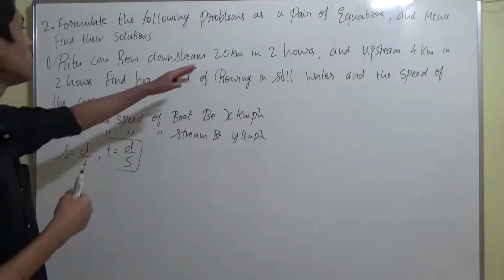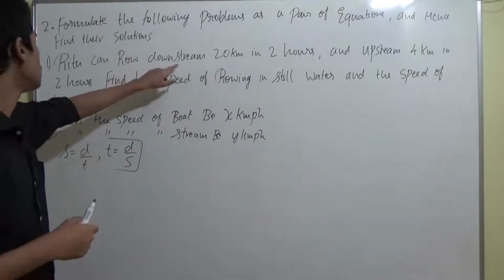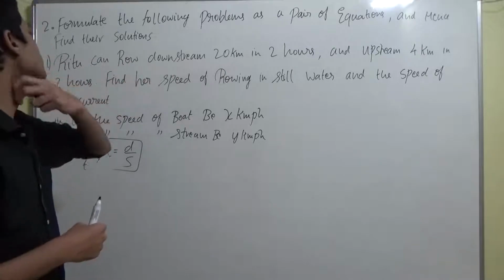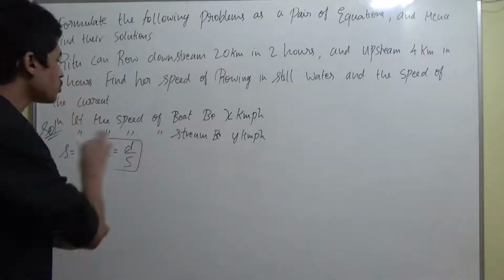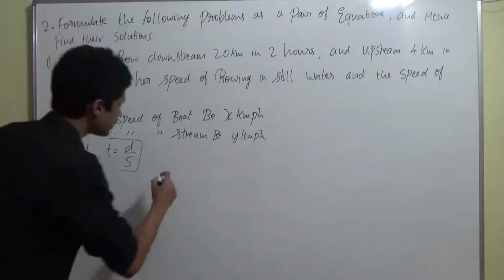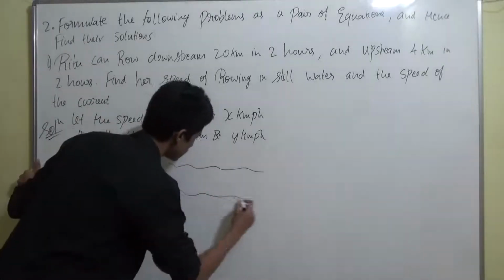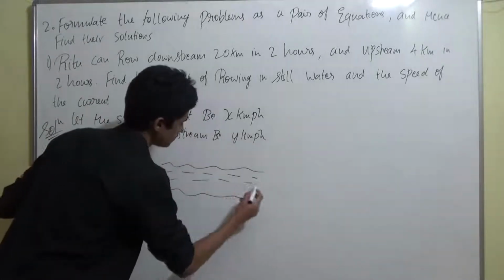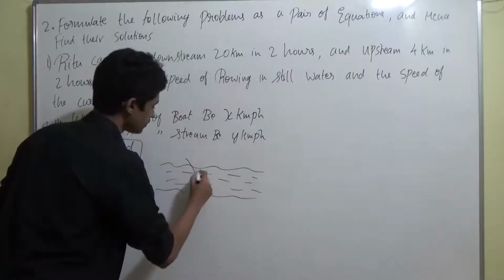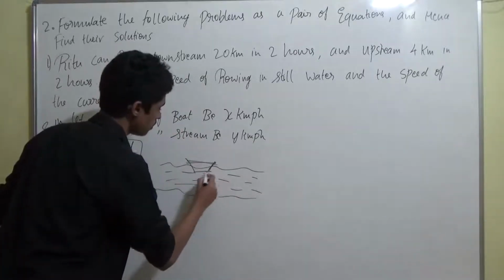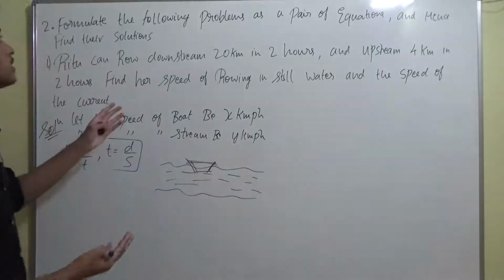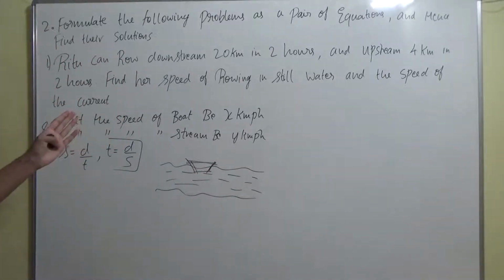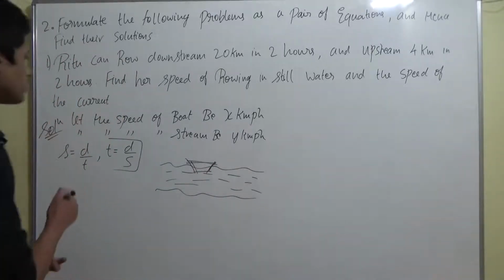So they are saying it took 2 hours to go 20 kilometers downstream. Getting it? Okay, guys, before solving it, I'll explain one more concept. For example, if this is a river, and there's a boat or a swimmer, here in this case you can row. Row means it's a boat, so they are in the boat itself.